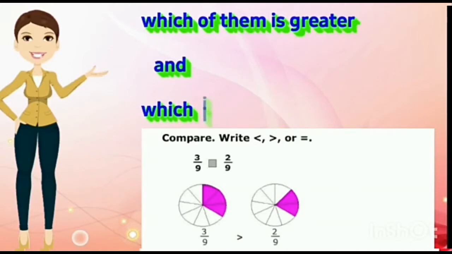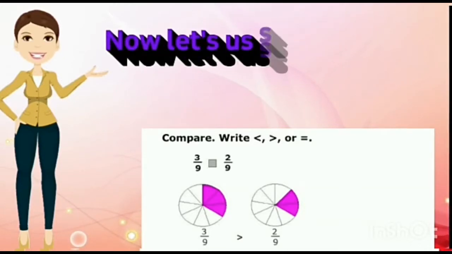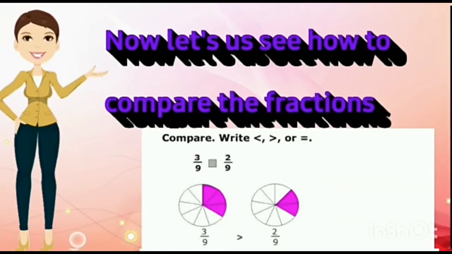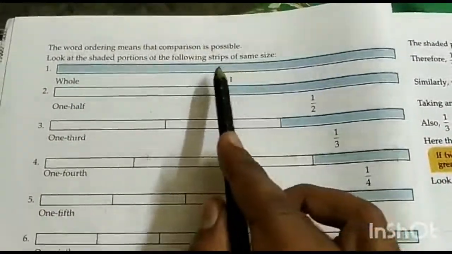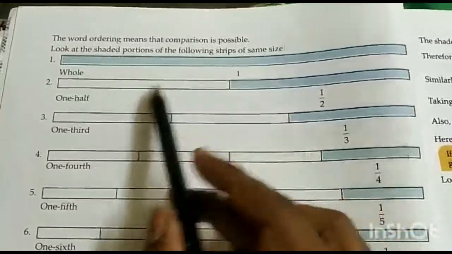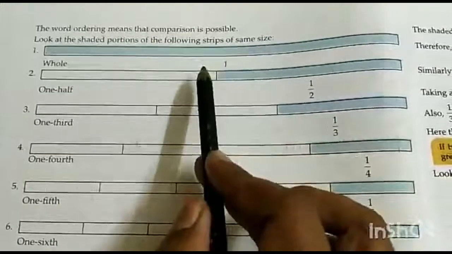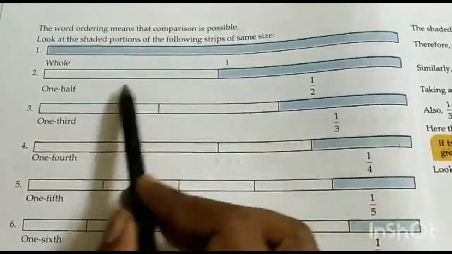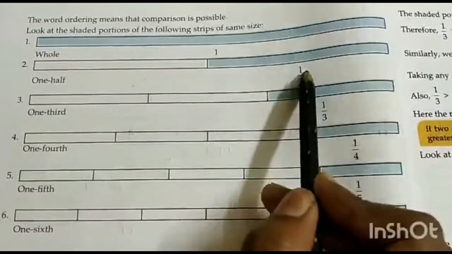Okay children, now the word ordering means that comparison is possible. Now let us see how to compare the fractions. Look at the shaded portions of the following stripes of the same size. Here the stripe is fully shaded, so it is the whole one. Now here in the second one only half is shaded, that means 1 by 2.